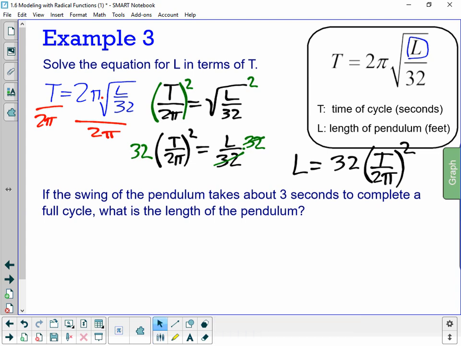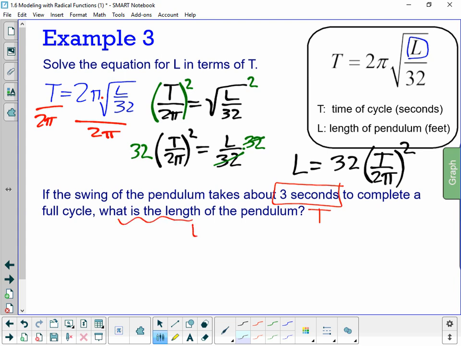Okay, this next question says if the swing of the pendulum takes about 3 seconds to complete a full cycle, what is the length of the pendulum? So it's giving us a time, that's a t value, and it's asking us what is the length, so it's asking us to find L. So we'll use this equation that we just solved right here for L. We know the length is going to be 32 times 3 seconds divided by 2 pi to the second power.